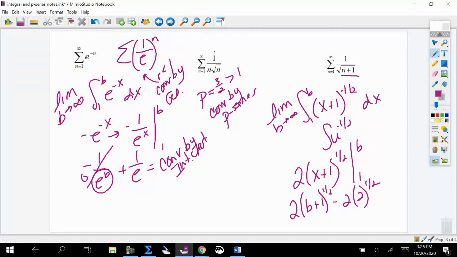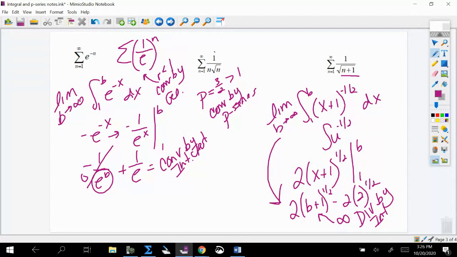When you put an infinite value in here, so when you take the limit at the end, when you take that infinite value and add 1 and square root it, it's still going to be infinite. So this piece is still going to give you an infinite value. Therefore, by the integral test, we say that it diverges.